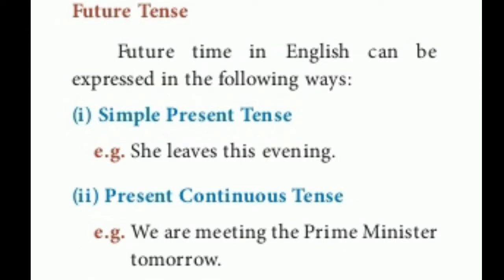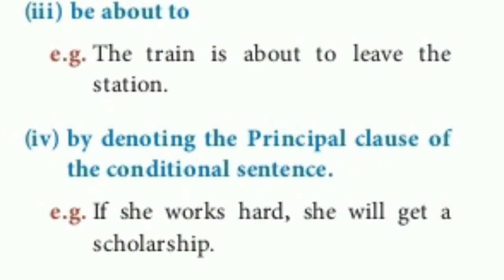Future time in English can be expressed in the following ways. Future நாகா எதிர்காலம், அதாவது இனிமேல் தான் வரப்போகுது. Simple present tense means she leaves this evening. அப்படி கூட சொல்லலாம். இல்லை present continuous tense. We are meeting the prime minister tomorrow. அதுவும் இனிமேல் தான் வரப்போகுது, ஆனால் present continuous tense ஆகவும் யூஸ் பண்ணலாம். Or be about to. The train is about to leave the station. அதாவது இனிமேல் தான் ட்ரெயின் போகுது. அப்போது சிம்பிள் ப்ரெசென்ட்டாகவும் யூஸ் பண்ணலாம், ப்ரெசென்ட் கண்டினியூஸ் டென்ஸாகவும் யூஸ் பண்ணலாம், be about toவும் யூஸ் பண்ணலாம்.